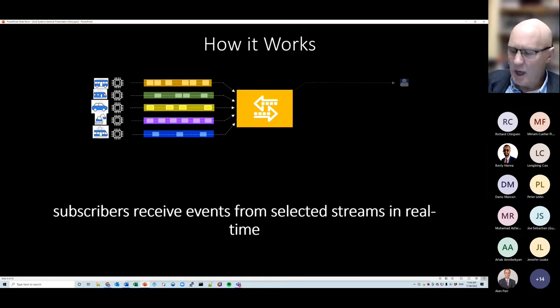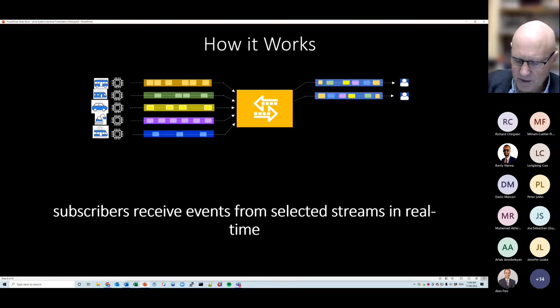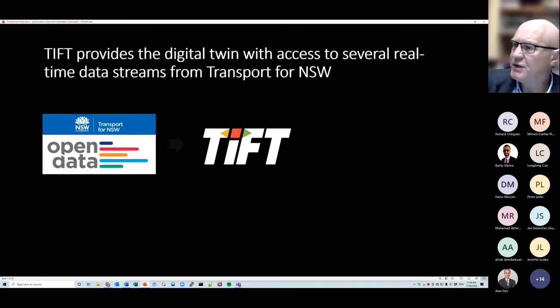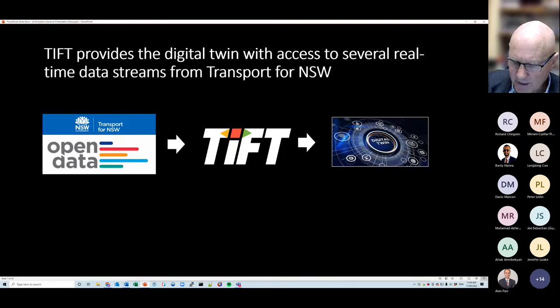Applications as subscribers connect to TIFT through a streaming API and receive those continuous feeds in real time. And by retaining time-stamped data objects, when the twin starts up, for instance, the current known positions of all vehicles can be retrieved as a complete set. So as such, the data flow looks like this.